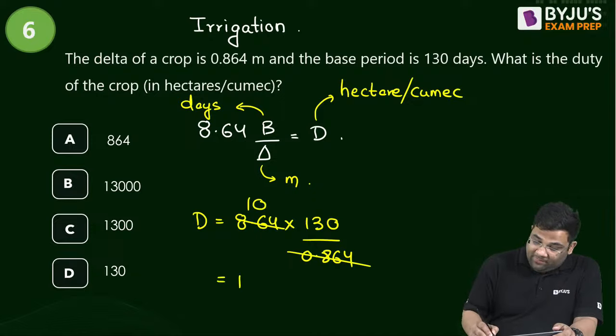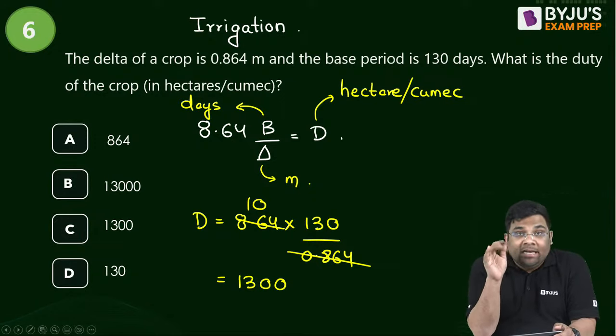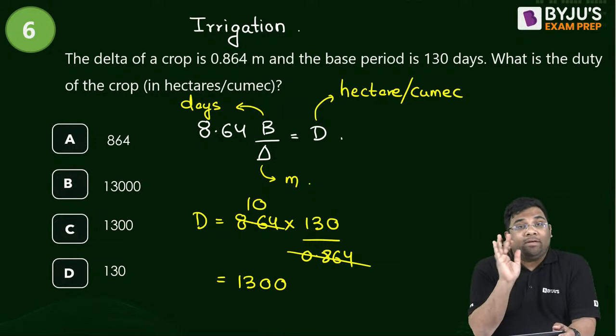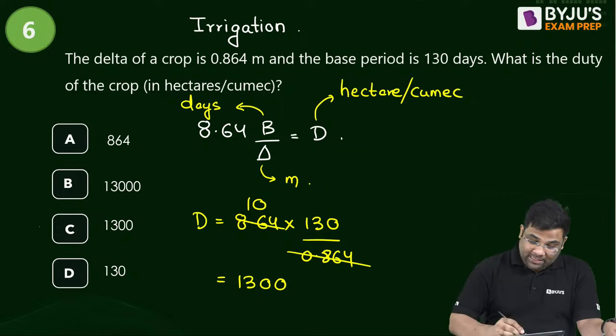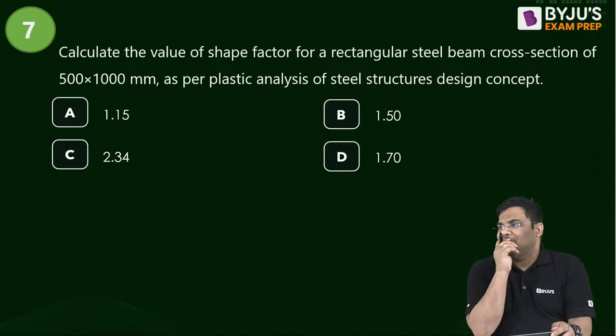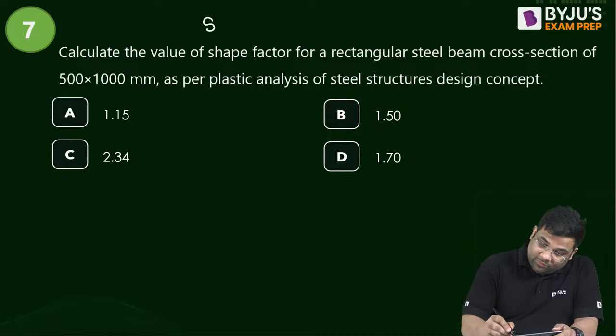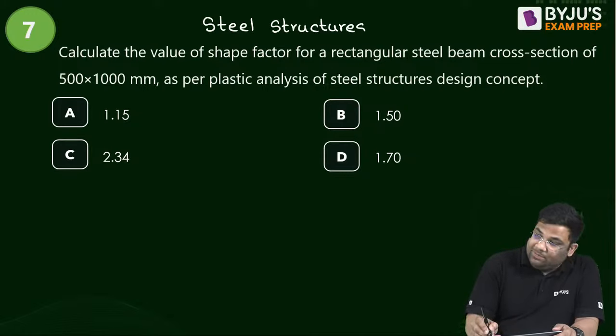But to remember this, in the examination, what might they do? They might give the delta in mm. At that time, don't forget to convert to meter. Okay. So this is the right answer. Next question. Okay. Tell me this answer. Steel structure. Some questions from steel structures also. Okay, you can see that they are very nicely jumbling the topics. Tell me the right answer to this.